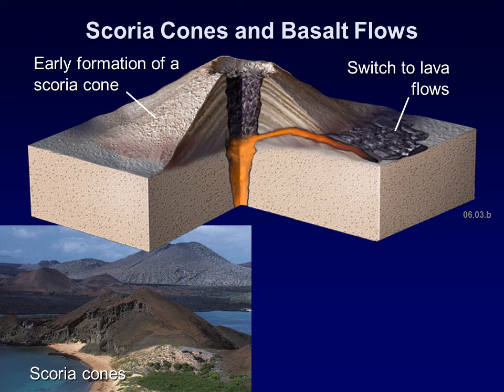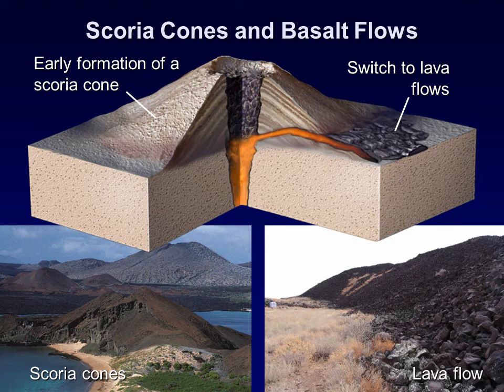Okay, and so here is an image showing us what a scoria cone looks like, and here we're looking at a lava flow. Right, so we can have both of those types of eruptions around the same volcano.